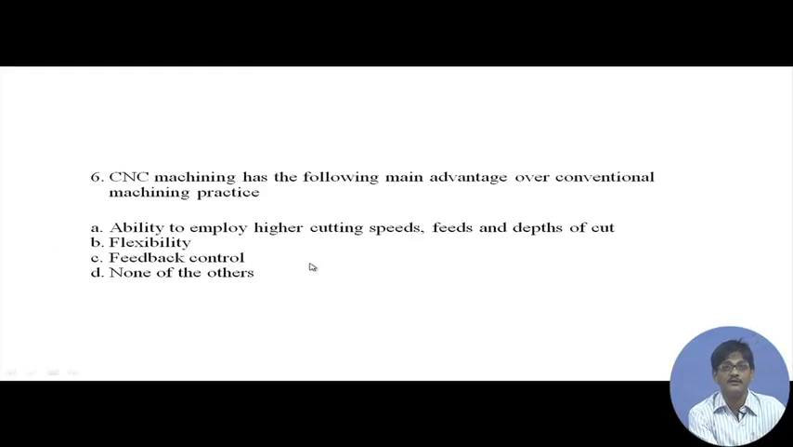CNC machining has the following main advantage over conventional machining practice. The ability to employ higher cutting speeds? No. Flexibility. Flexibility is the answer, and C is feedback control. Feedback control is not an advantage. Feedback control is actually a means to ensure that proper quality will be maintained and proper movements will be carried out. So, it is not an advantage, but it is one of the supporting foundations to ensure proper working.